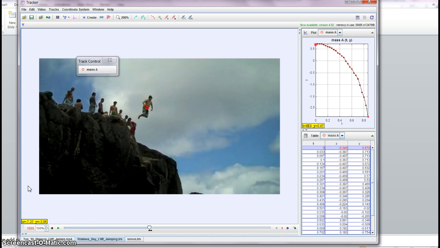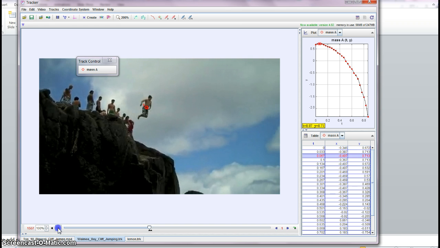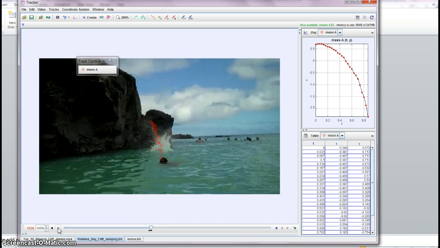For this lab, I got a video off of the internet and imported it into Tracker. I used Tracker to spot the positions of the person as he jumped off of the cliff into the water, as shown here. For this, I had to estimate the average height and weight so that I could use the calibration stick. I used the average height and weight of a man for this. I tracked all of the positions in the y direction.